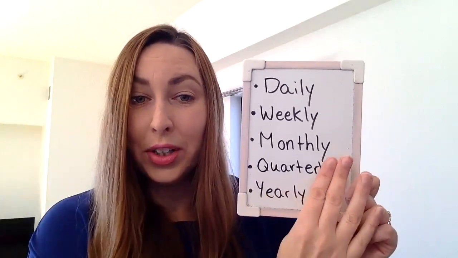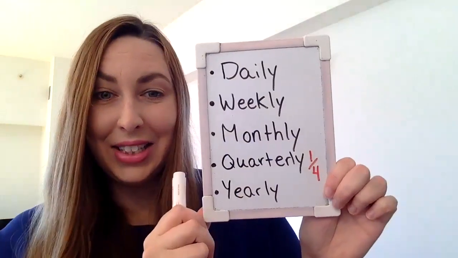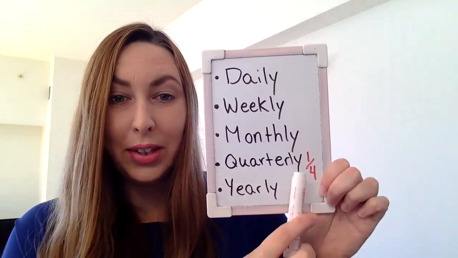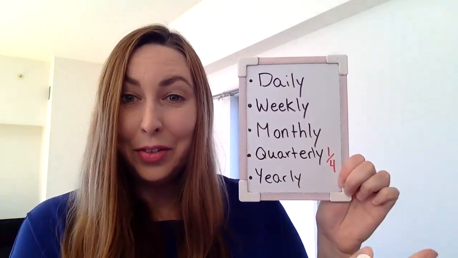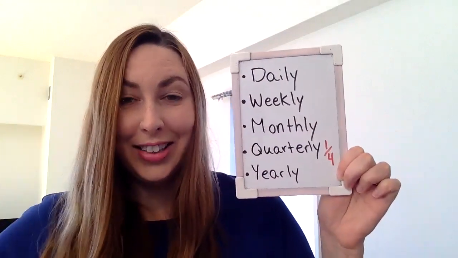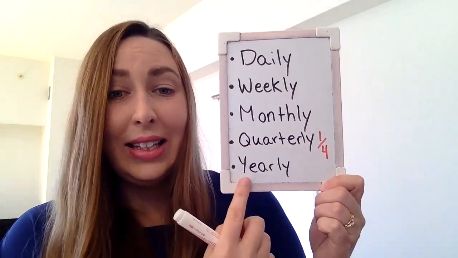So a quarter, remember a quarter means 1/4. So I'll put it right here. Easy to understand, right? This is a quarter. So quarterly is 1/4. It happens every 4th of a year, right? Okay. So yearly.